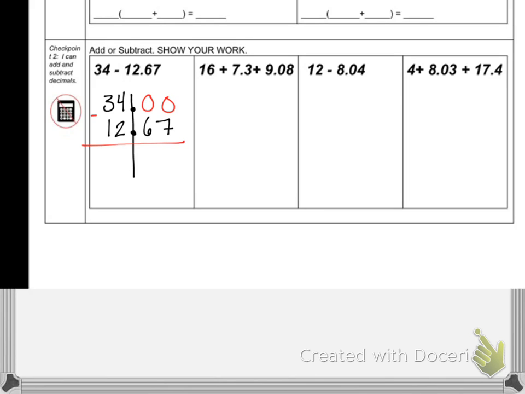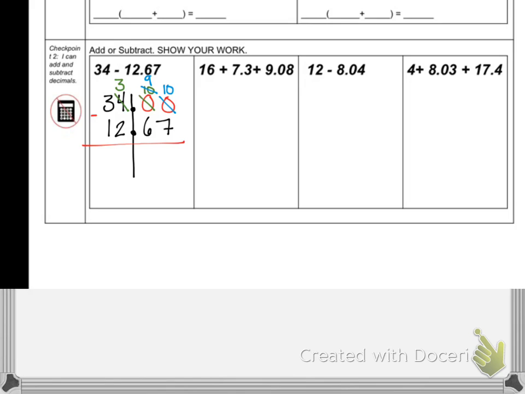0 minus 7 is something you cannot do. The 0 next door is not helpful in borrowing. 4 we can borrow from and make it a 3. Now this can turn into a 10. That 10 is now helpful for borrowing. We can cross it out and make it a 9, and this can become 10. Now you are ready to subtract.